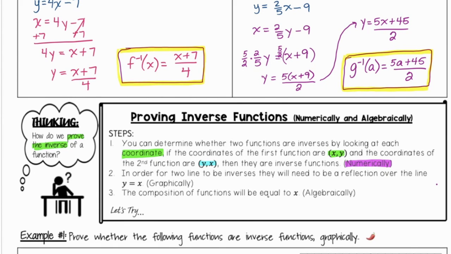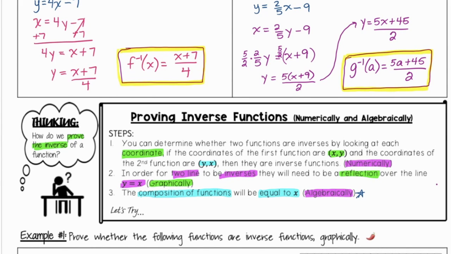2. In order for two lines to be inverses, they will need to be a reflection over a specific line, and that line is y equals x. In this case, we have a graphic proof. So by looking at the graph, if I see that they are a reflection over the line y equals x, we have two lines that are inverses of each other. 3. The last one, and my favorite, is the composition of functions will be equal to x. And this is our algebraic proof. So you're going to see three different proofs, but the one that we like most would be the algebraic one.